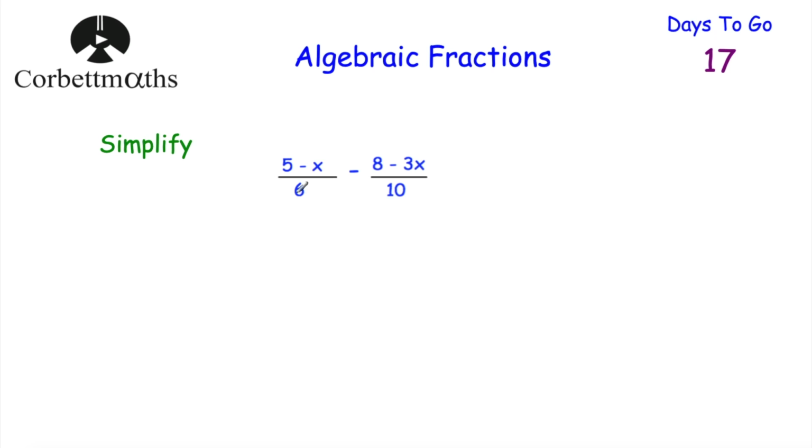Okay, so just like the other questions, we want to have a common denominator. With 6 and 10, I'm thinking 30, because we can have 30 and 30 as the common denominator, and then subtract. To get from 6 to 30, we multiply by 5. So let's multiply everything on the numerator by 5.